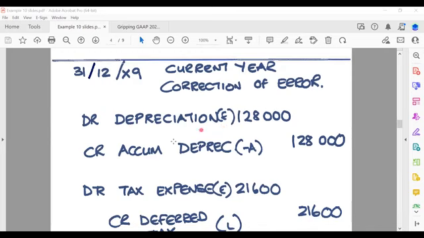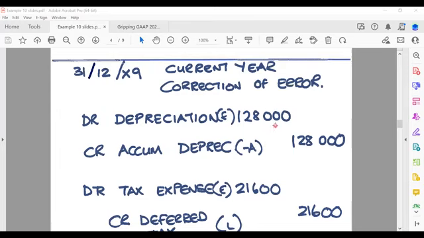We debit depreciation, we credit accumulated depreciation. How did we get this value of 128? It's exactly the same workings as example 9 that we did on Tuesday. It would be the diminishing balance method at 20%, and that is how we get 128,000.